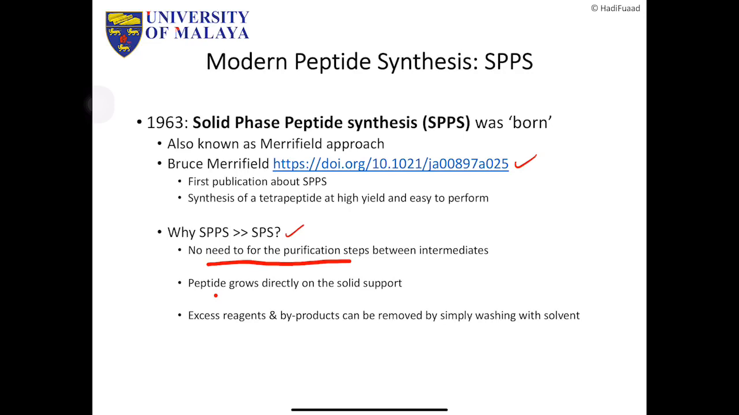But in solid support, imagine your peptide is growing on a solid support on your table, for example. What is the easiest way to remove all other impurities and leave your peptide intact on the table? You just wash it. So that's the primary advantage of SPPS. You just wash it and you remove all the impurities. The peptide grows directly on the solid support, and excess reagent and byproduct can simply be removed by washing with solvents.